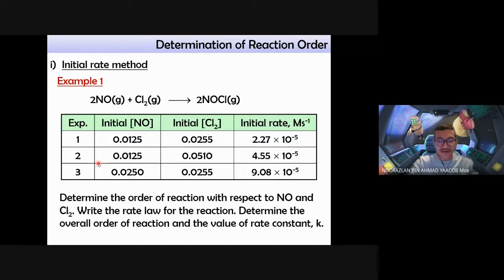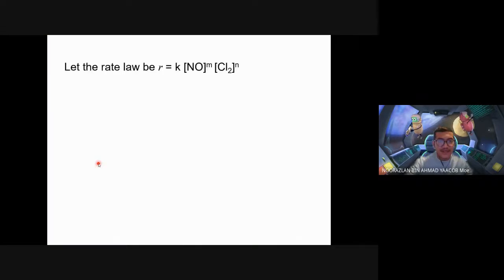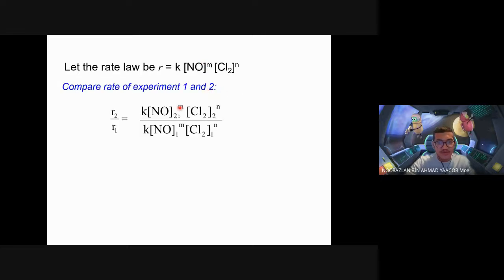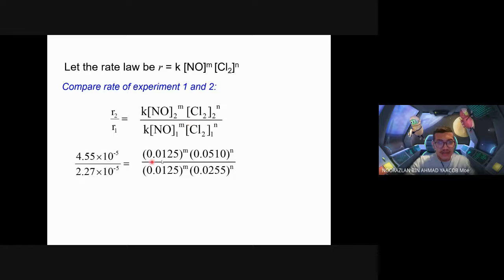So let's have a look how we can solve this. We will write the rate law equation first, rate, or you can write R, or any letter. Okay, equals K, NO to the power of M, Cl2 to the power of N. You can use A and B too, not a problem. Okay, and then you compare experiment 1 and 2. So like this, substitute the value, and then we cancel everything out, we will get N, for Cl2, we will get N equals 1.